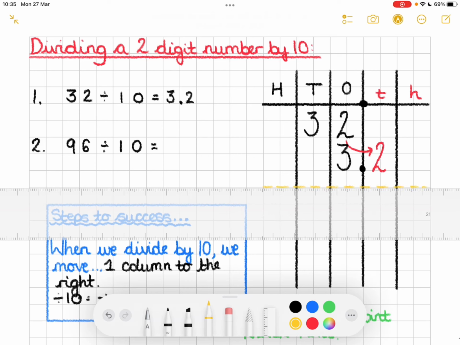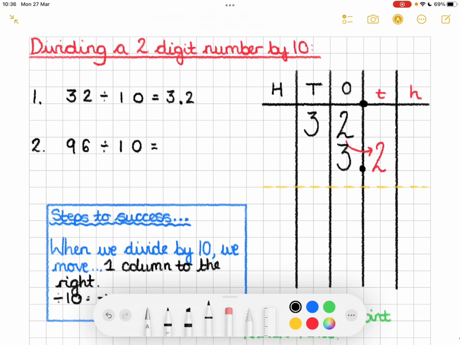As long as you remember, when you divide by 10, you move 1 column to the right, and you remember your decimal point, as I said, it can be a really simple process. So let's start off, put 96 in. In 96, I've got 9 tens, 6 ones, and I don't need the decimal point currently because I've got a whole number. When I divide by 10, I move 1 column to the right. It helps if I label that. Now my 6 becomes 6 tenths. My 9 tens becomes 9 ones, so 9.